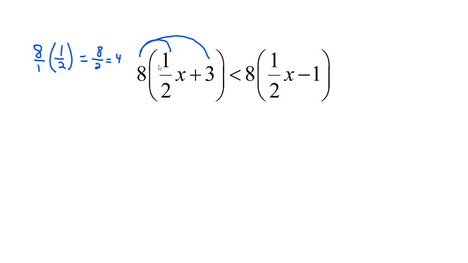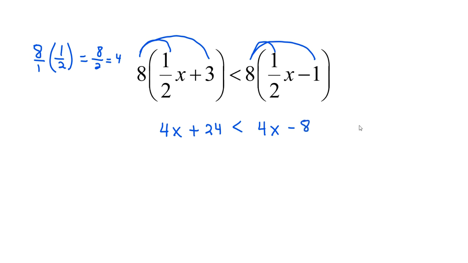But anytime I multiply a whole number times 1/2, I can think of it as taking half of the number. So half of 8 is 4. And then 8 times 3 would be 24. Okay, again, I'm multiplying 8 times 1/2. So I'm taking half of 8, which is 4. And then 8 times 1 would be 8.